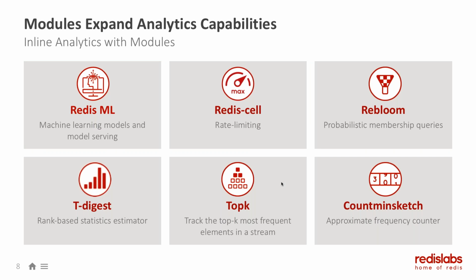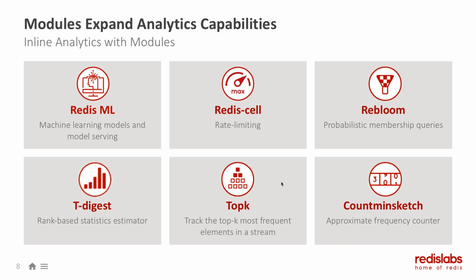In addition to the built-in data structures, you also have several modules that are available with Redis that can implement many types of inline analytics. So as an example, Redis ML, our most famous module, does machine learning model serving. After you finish computing the machine learning models and you want to serve these in real time, you would use the Redis ML module to do so most efficiently and without using many computing resources.